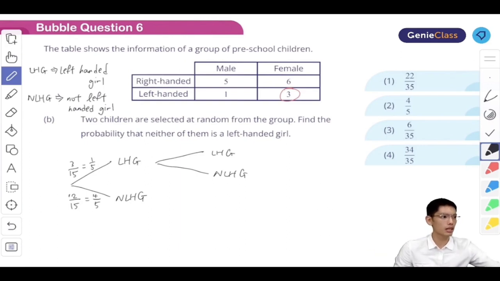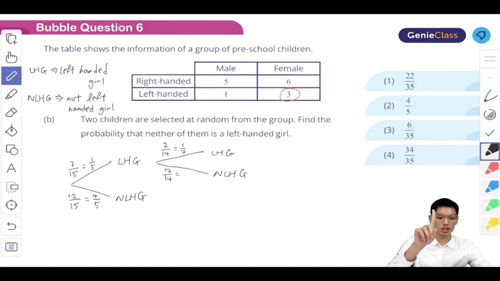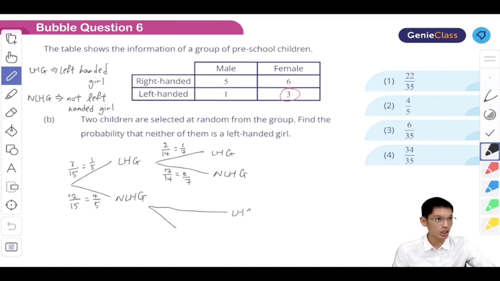So what happens in this case? It's going to be 14 at the denominator. How many left-handed children do I have? I've picked 1, suppose, so the second one is going to be 2 over 14, which is 1 over 7. Next up, my non-LHG hasn't changed, so it's still going to be 12 over 14. Therefore, 6 over 7.